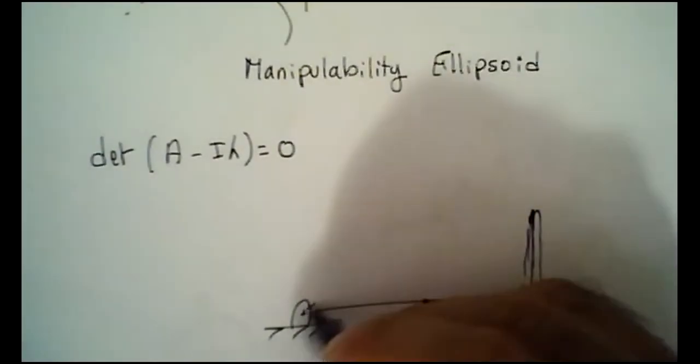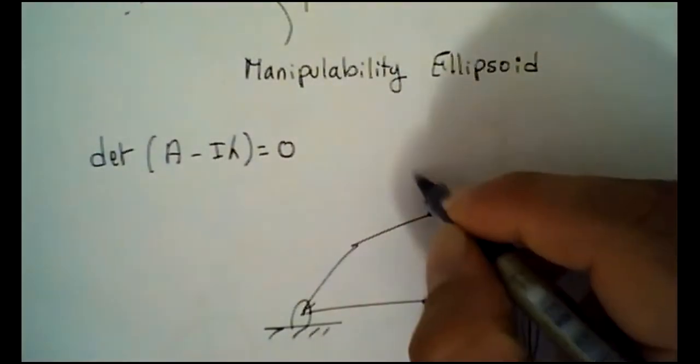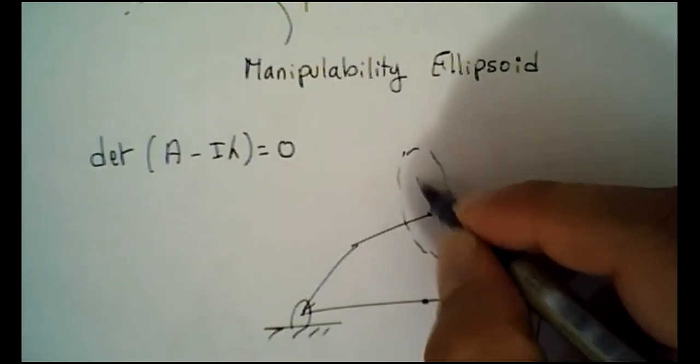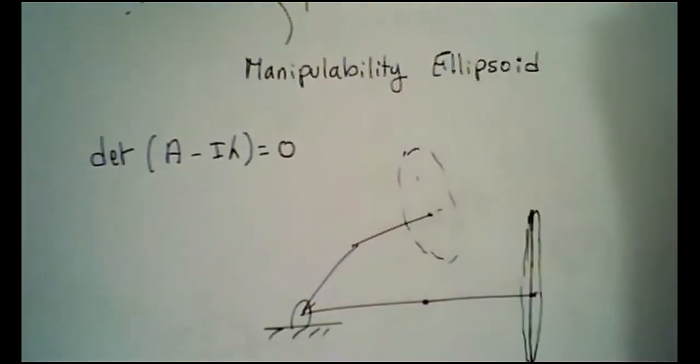Okay. If the robot is here, then you will have maybe something like that. Why? Because you can have more velocity in that direction than in that direction. All right, and we're going to use Matlab to do that.